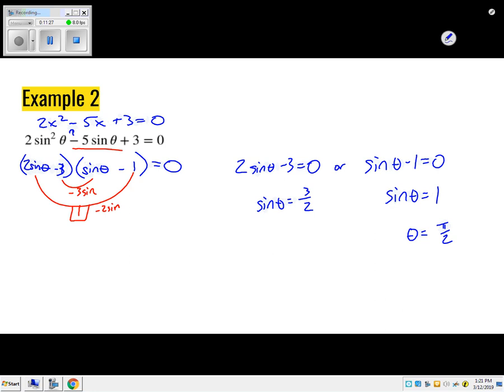Now, where is sine equal to 3/2? In your calculator, okay, go ahead. Because 3/2 is not on my unit circle. Why did I get a domain error? It's not between 1 and -1. I cannot take sine inverse of something that's not between -1 and 1. So I'm not going to get any solutions from this. My only solution is going to be pi over 2.